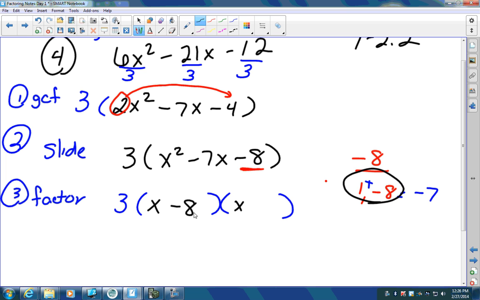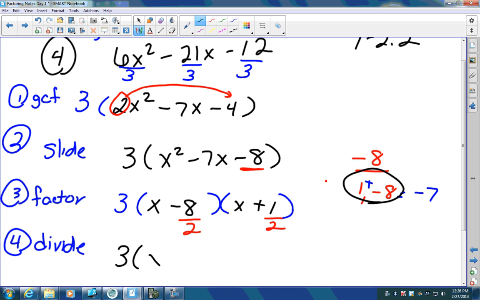1 plus negative 8 is negative 7. Plus 1. What's the very last step? The story is called slide and divide. What did we slide? I slid the 2. So divide that number in the parentheses by 2. Well, so I have 3x. What is 8 divided by 2? 8. Talk to me. Okay.